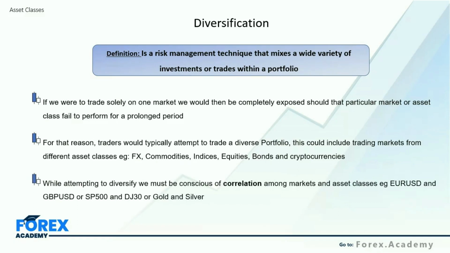So while attempting to diversify, we must be conscious of correlation among markets and asset classes. What we mean by this is the euro dollar and the pound dollar, and it's funny how often traders trade the euro dollar and the pound dollar, not necessarily knowing they're correlated in the way in which they are, because they're both trading against the US dollar.